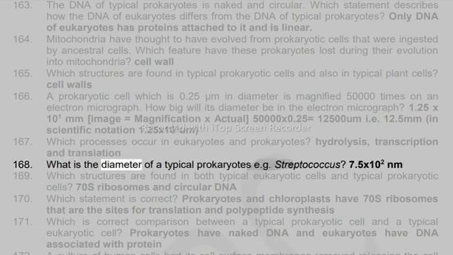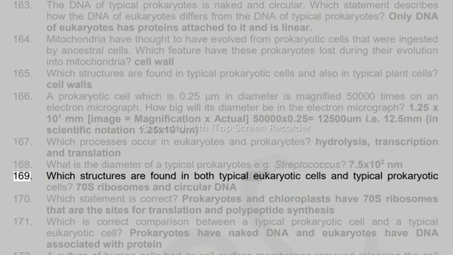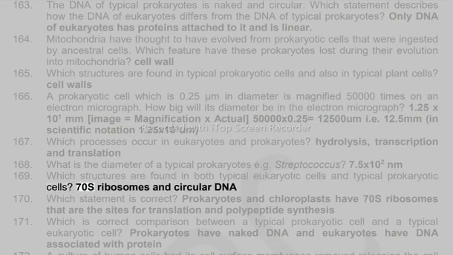168. What is the diameter of a typical prokaryote, e.g. Streptococcus? 7.5 × 10² nanometers. 169. Which structures are found in both typical eukaryotic cells and typical prokaryotic cells? 70S ribosomes and circular DNA.